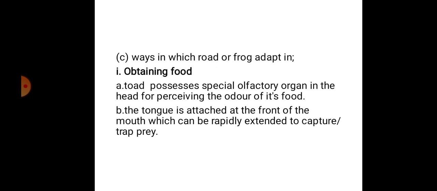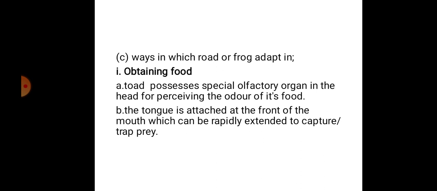Then we have other ways of the toad obtaining food, like the ability to draw its eyes in so that they make bulges in the roof of the mouth, which help to prevent the prey from escaping and help in swallowing. So when they capture their food, they draw their eyes in, making the front of the mouth bulgy, which helps to prevent the prey from escaping.